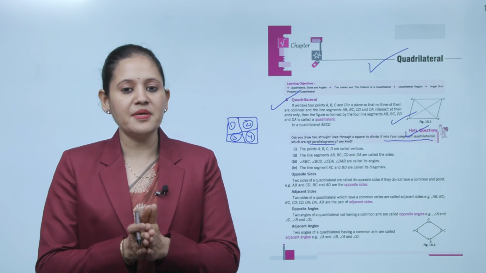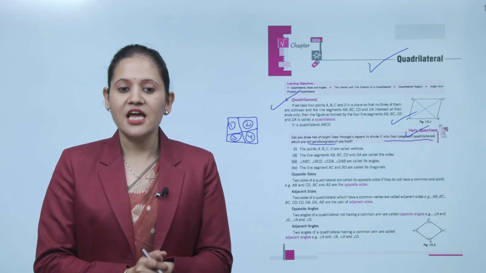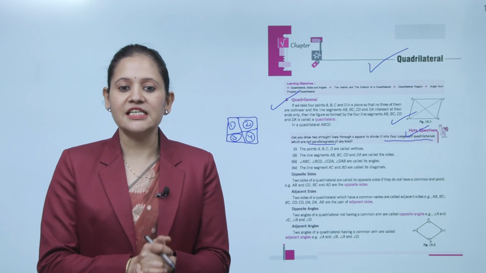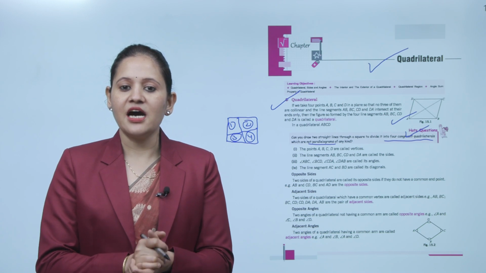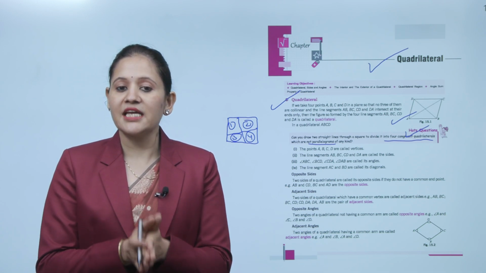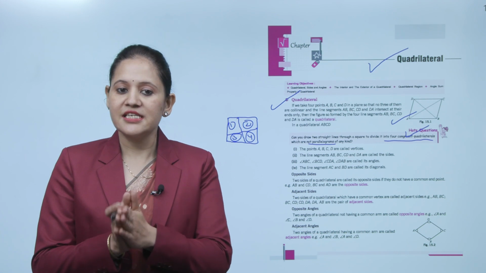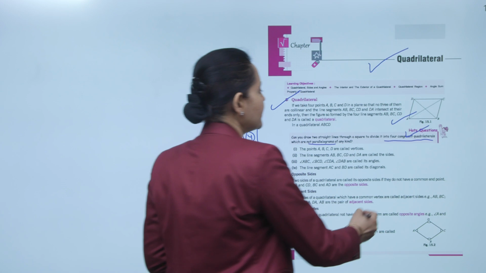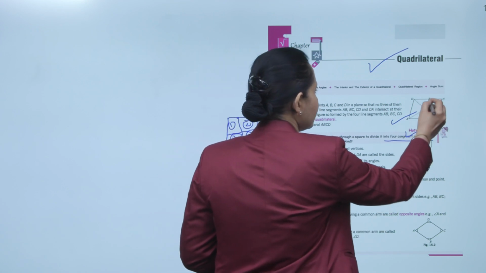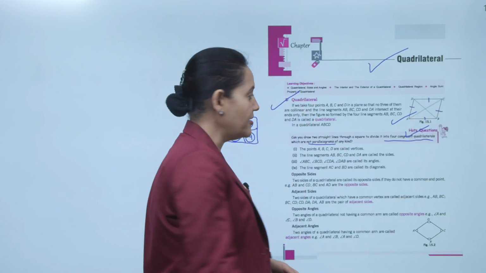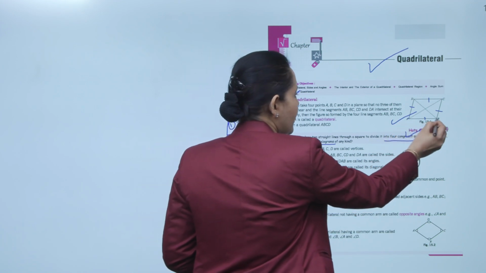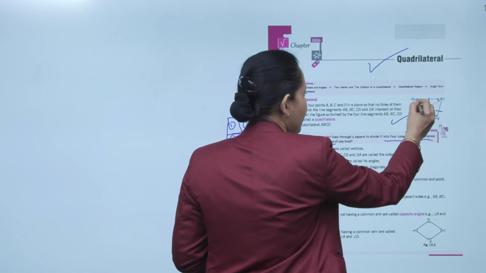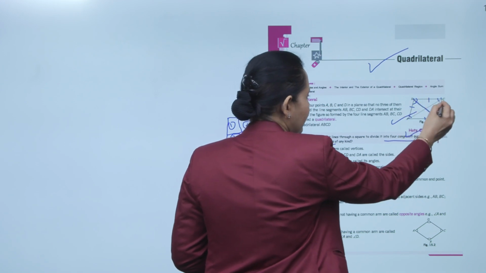Next, in quadrilateral ABCD, the points A, B, C, D are called the vertices. The line segments AB, BC, CD and DA are called sides. Angle ABC, angle BCD, angle CDA and angle DAB are called its angles. The line segments AC and BD are called the diagonals. So, this is a quadrilateral ABCD. These are the sides AB, BC, CD and DA. Clear? And these are the vertices A, B, C, D. These are four angles, angle A, B, C and D. And these are diagonals.